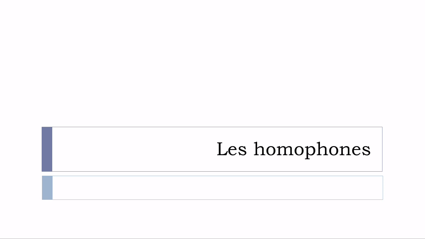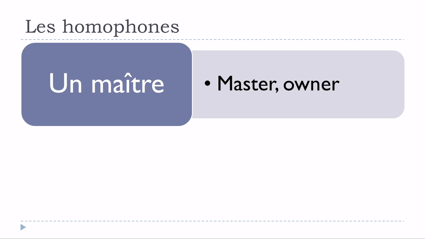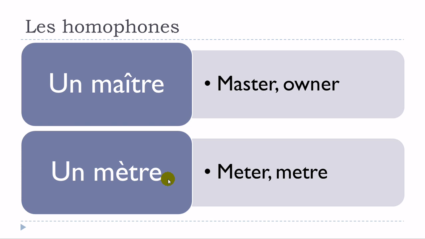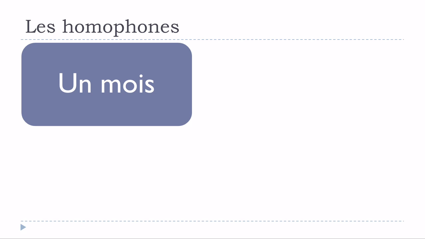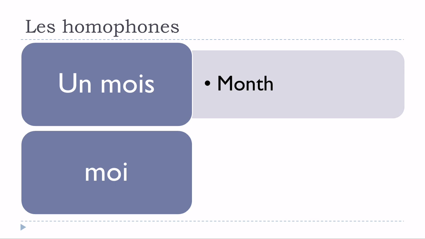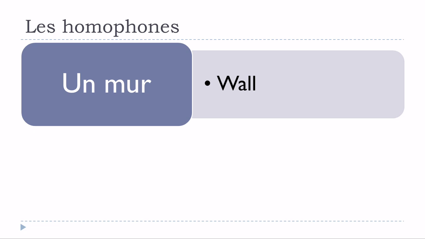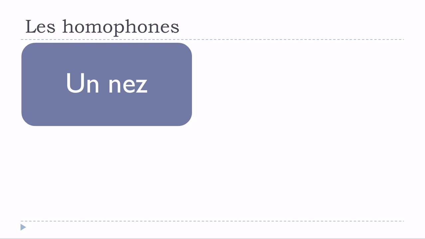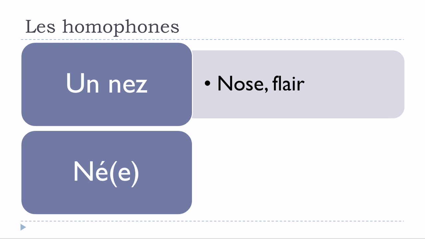Un mètre, and so you will have the translation here. Un mètre, and then un mètre as well. Okay, so un mètre and un mètre, same pronunciation. Un mois, and then moi, me. Okay, so un mois and moi. Un mur, and the adjective mûr. Okay, so un mur and mûr. Un nez, nez. Okay, so un nez and nez.